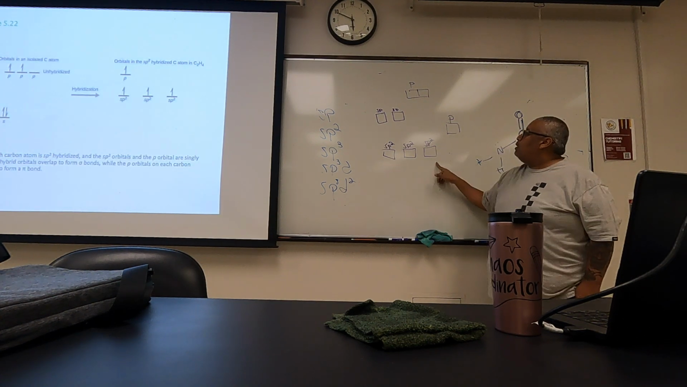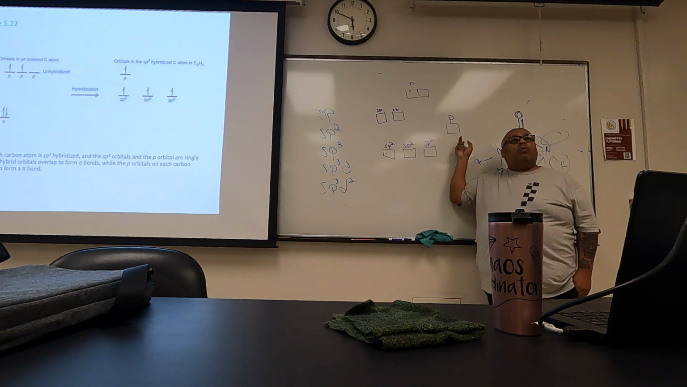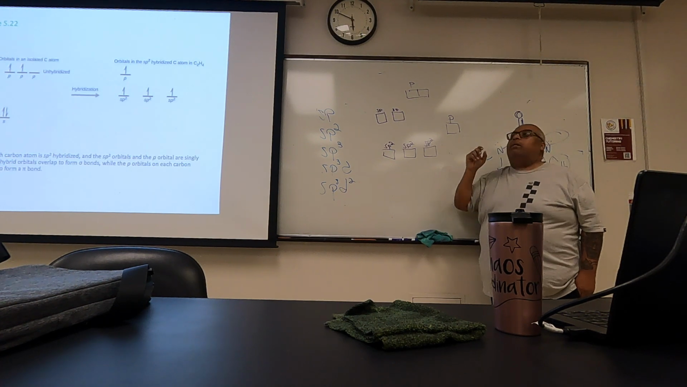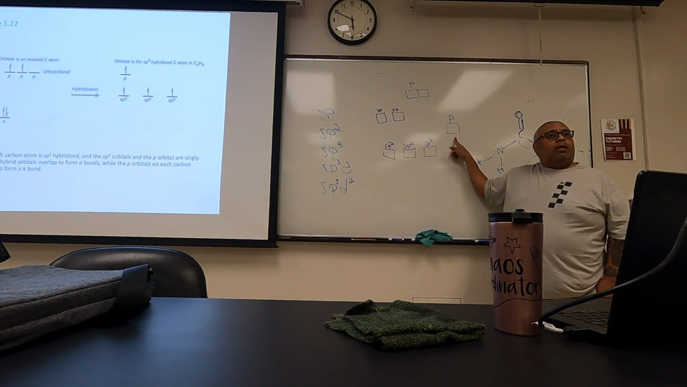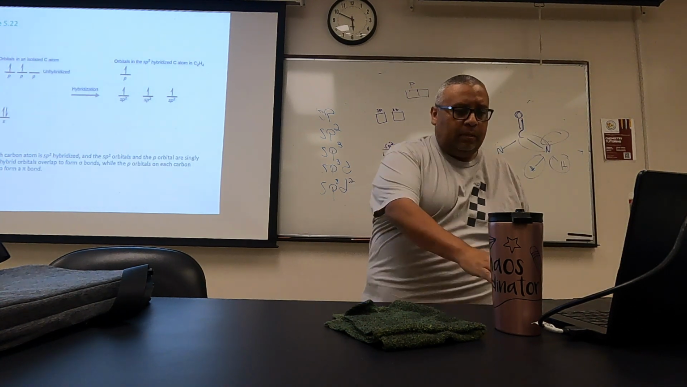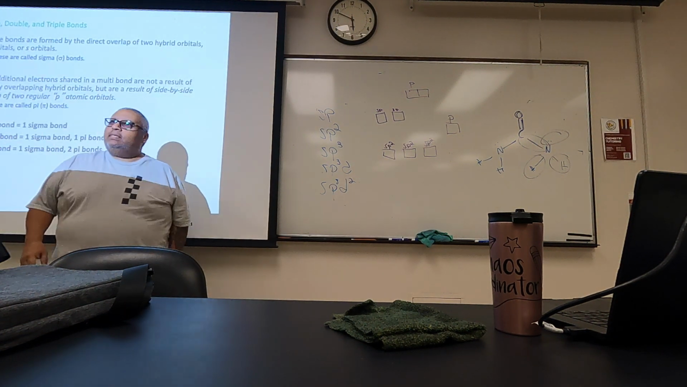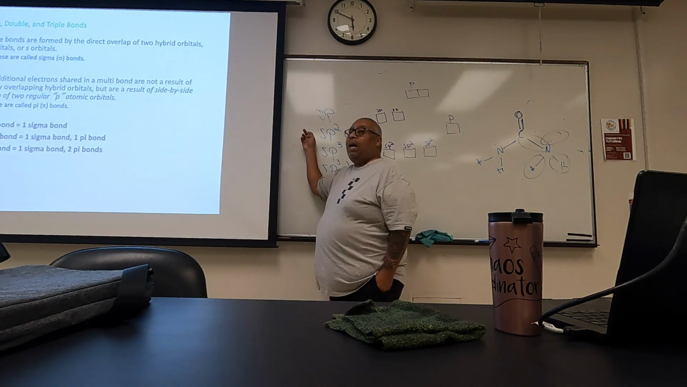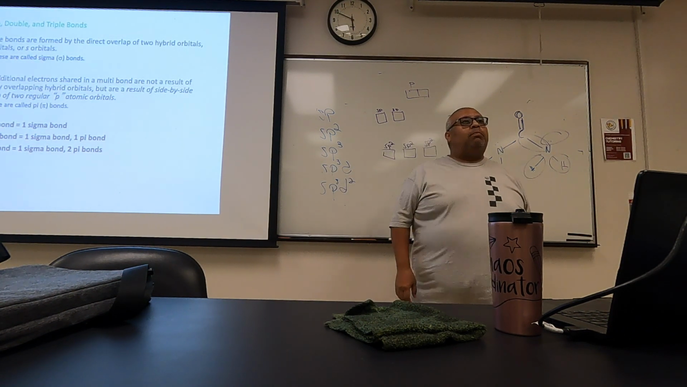So if we're taking a look at something that's sp2, how many pi bonds can we make? Just 1, because there's only 1 unhybridized p orbital. So we can make 1 pi bond. If we can make a sigma bond and 1 pi bond, is that a double or triple bond? 1 sigma bond and 1 pi bond will make a double bond. So sp2 hybridized orbitals can make a double bond.